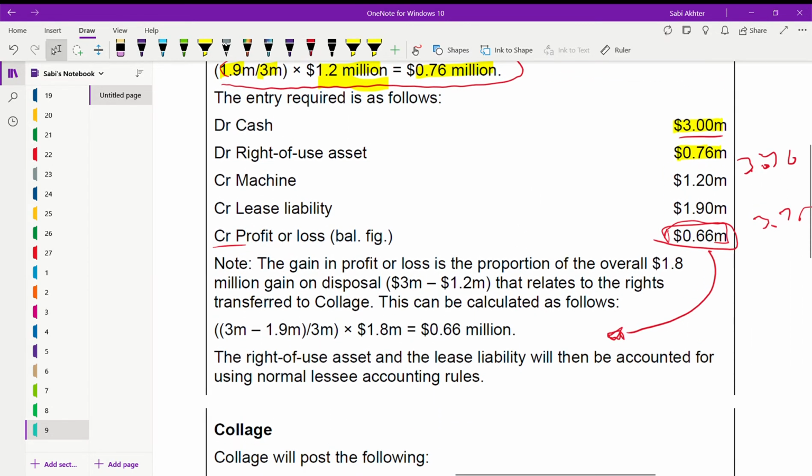Now, there's another way of checking, and you should know this way. Sometimes your balancing figure might be wrong. The reason is that maybe you have made errors in two places.